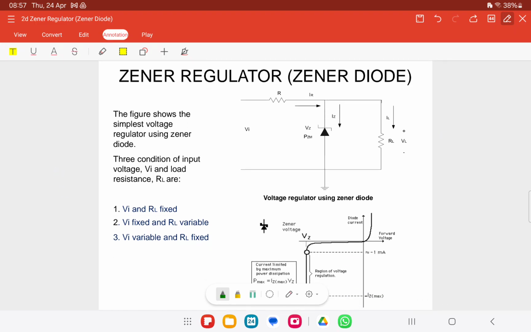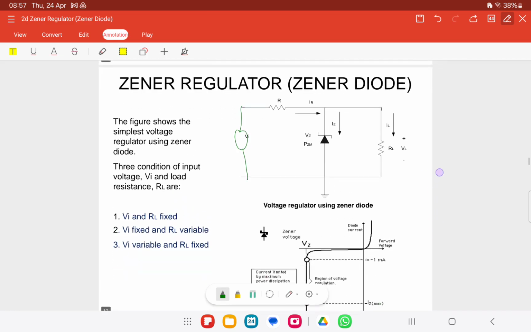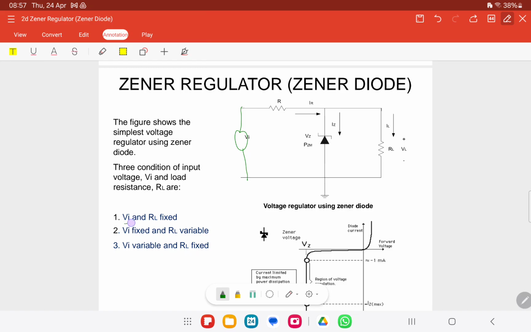Okay, three conditions. The first one is this. For the Zener diode, the circuit is always just like this. Okay, you can also draw it like this, the same thing, the supply. This circuit is always just like this. Okay, we have three conditions. First is we have a fixed VI or VS, the supply is fixed, but then we vary the RL, the load.